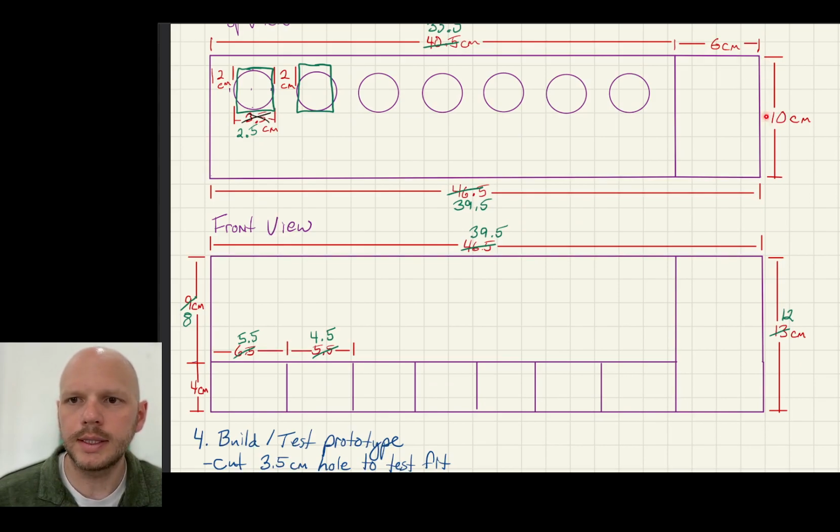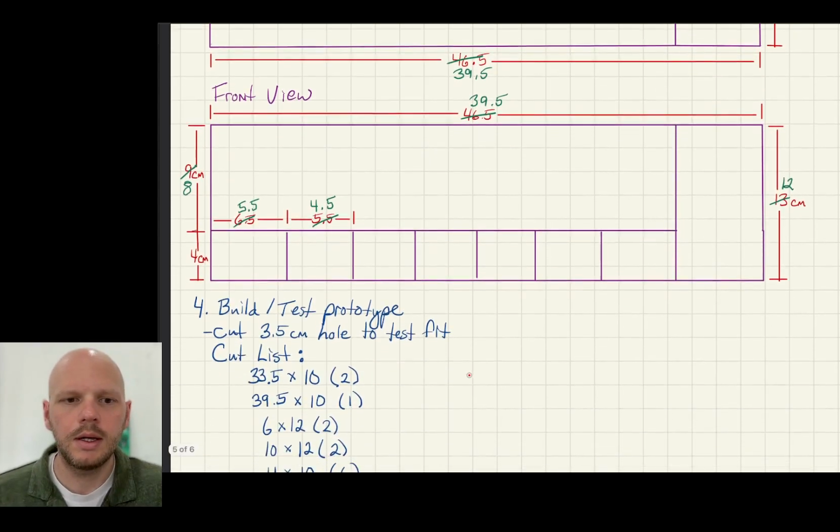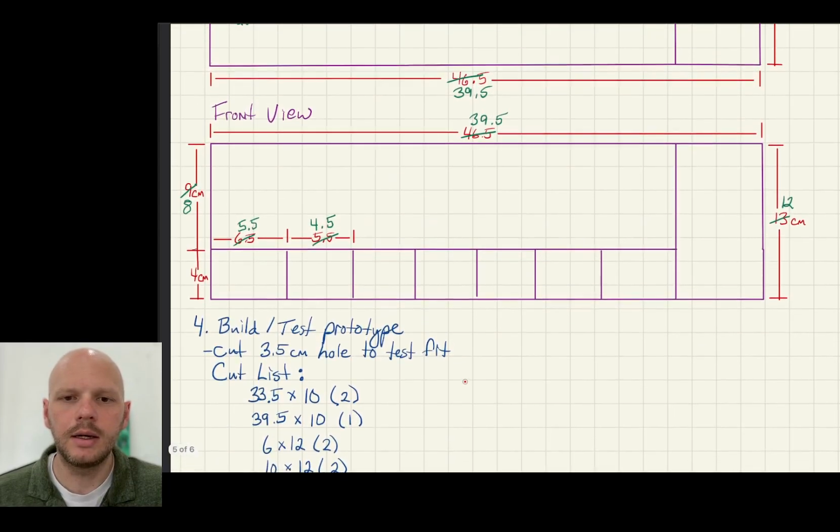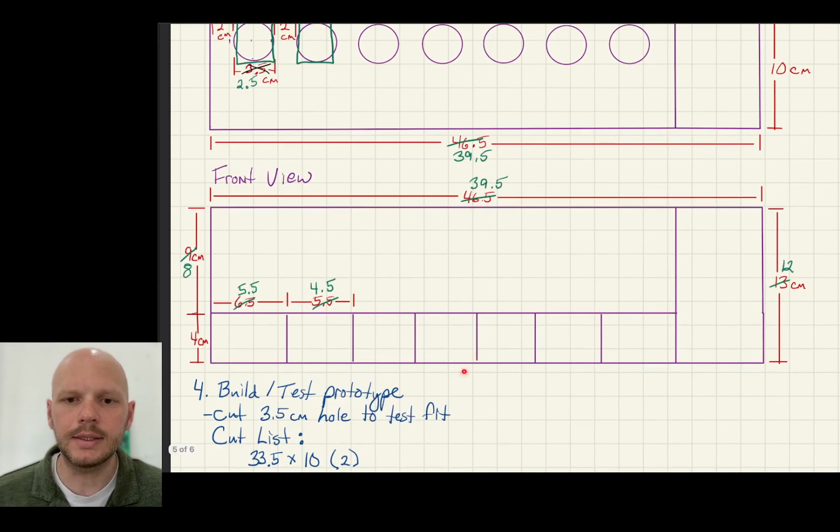So this is 10, so this is going to be 33.5 by 10, and then this one right here is also 10 thick, so it's going to be 33.5 by 10. So I need one piece for here and one piece for here. So those are the two. Then I need one that's 39.5 by 10, and that's for the base right here.